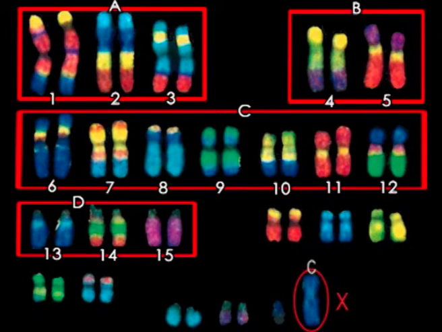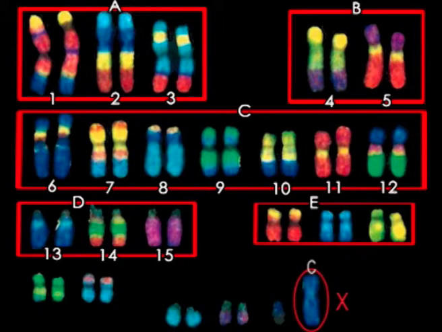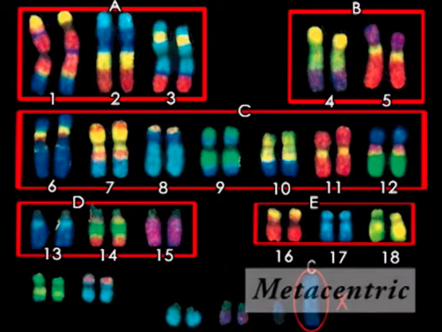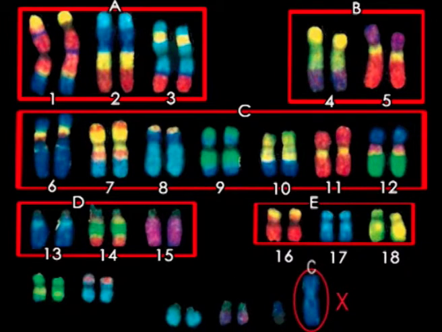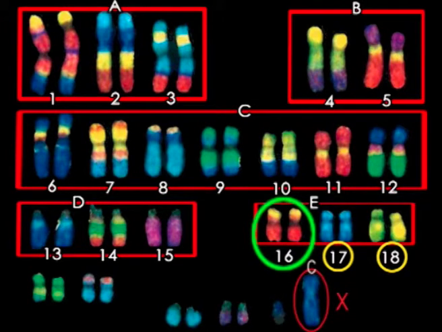Coming to the fifth group, that is group E, chromosome number 16, 17 and 18 come under this group. They are short in length, they are metacentric. However, the chromosome number 17, 18 are submetacentric. That means out of these three, the 16th chromosome is short and metacentric, and the chromosome number 17 and 18 are submetacentric.